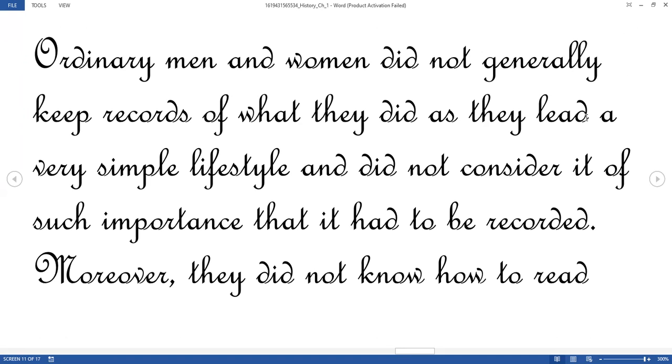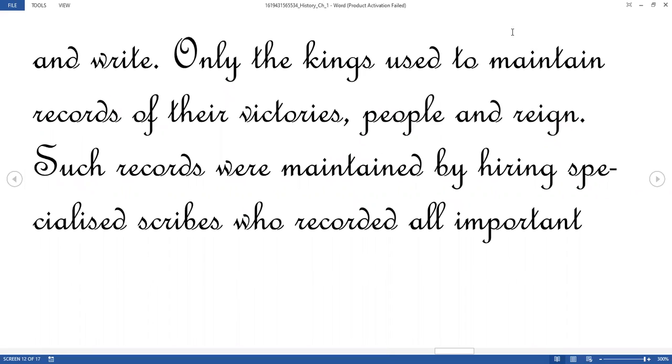Why don't ordinary men and women keep records? Generally, women and men keep a record of what they do today, what they do tomorrow, what they say, what they get. They keep reports. But why not ordinary people then? So in this we said that ordinary people are just living a simple lifestyle and did not consider it that important. They did not consider it of much importance. Moreover, they did not know how to read and write either. Means the uneducated only know how to see.